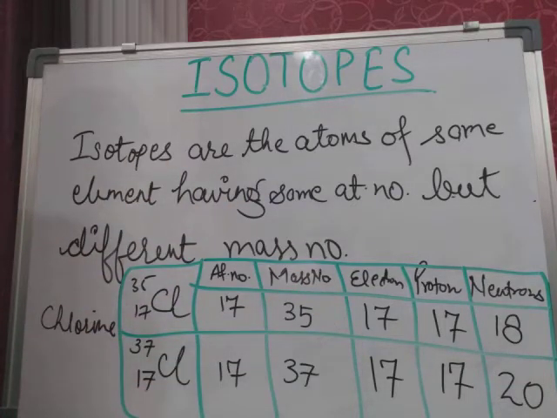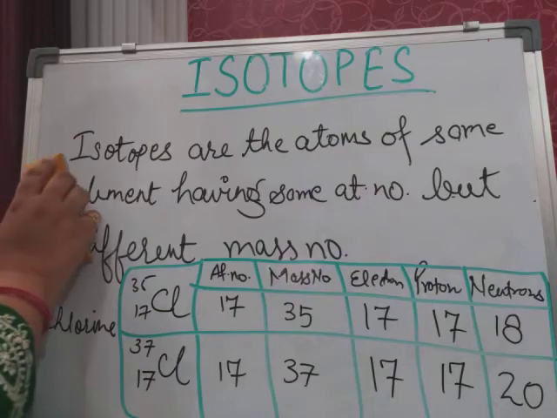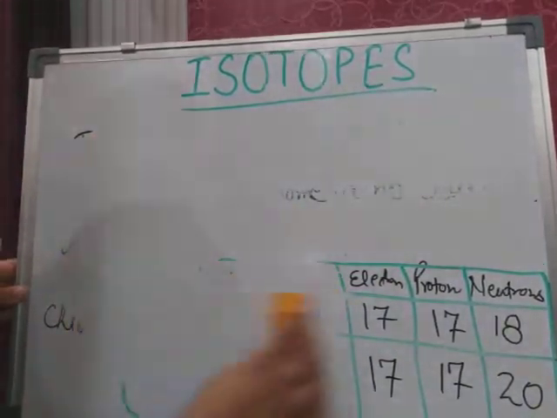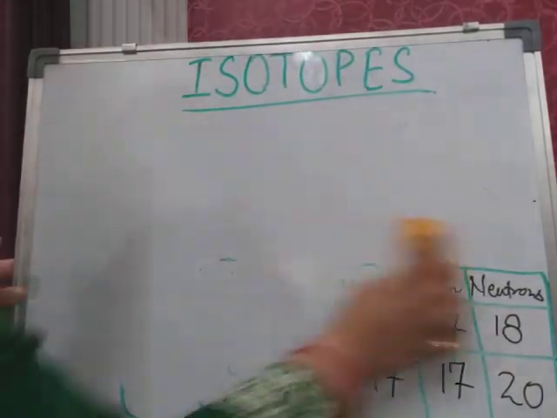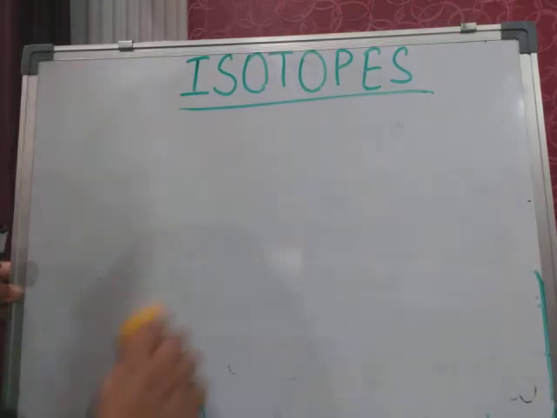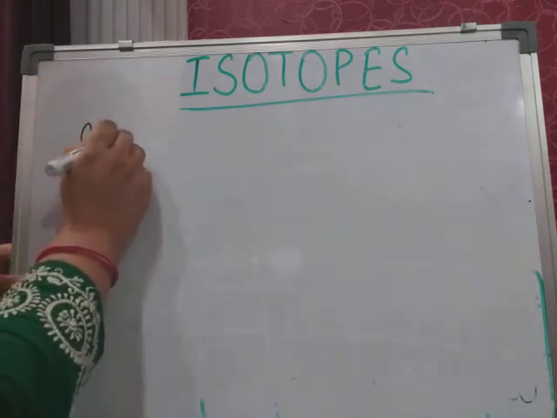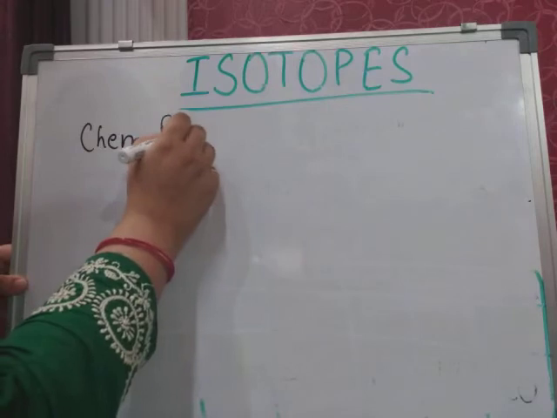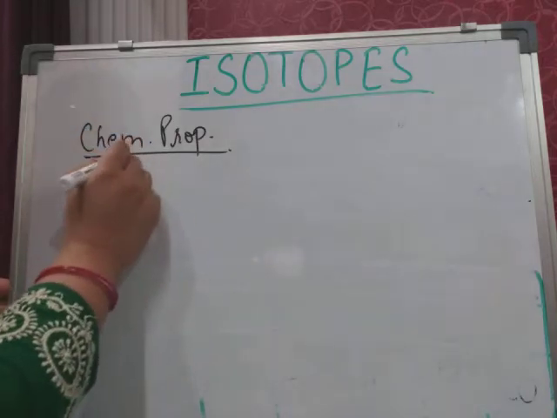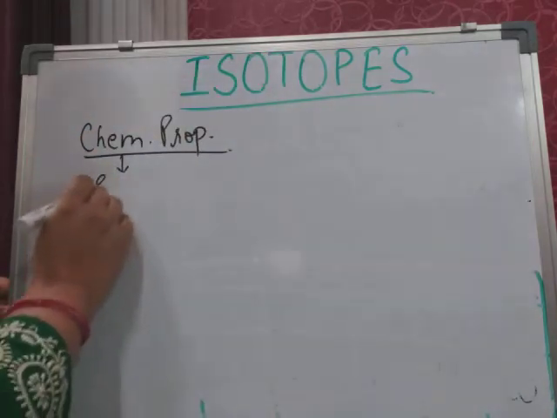Now we will study the chemical and physical properties of isotopes. See, chemical and physical properties we'll study one by one. First we'll take the chemical properties. The chemical properties of isotopes are similar.